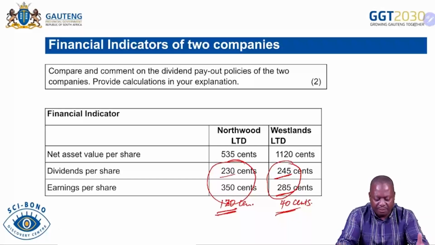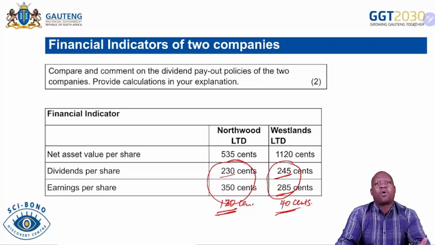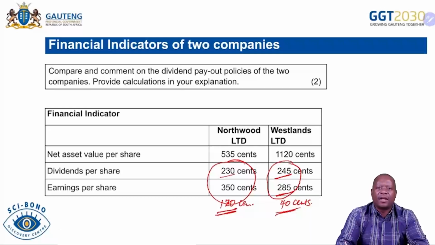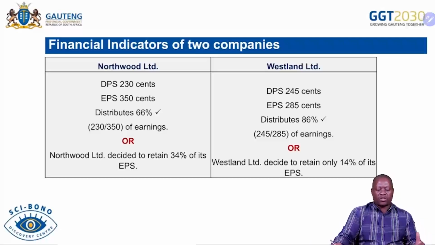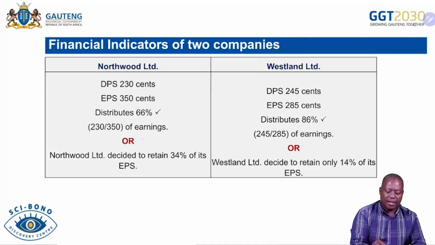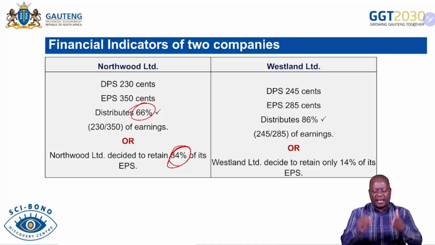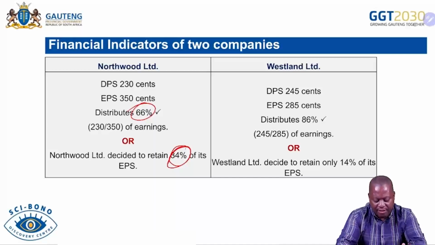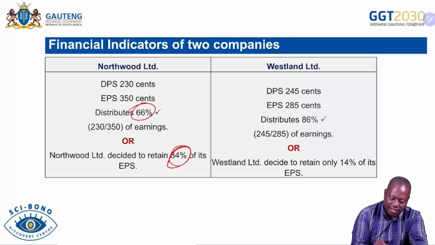Which is better? You still remember I gave you that as food for thought: when a company is retaining more, why? Or a company is retaining too little, why? Now, it goes down to this: Northwood Limited, they are distributing 66%, which means they are going to retain 34% of their earnings as retained income.